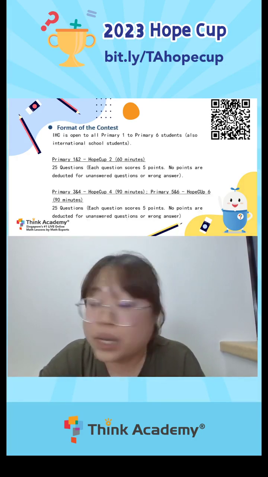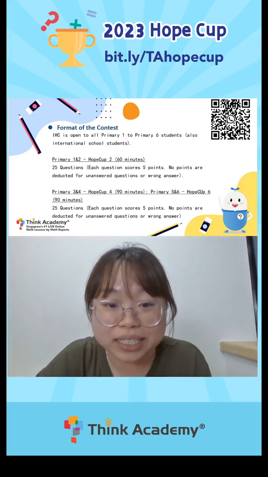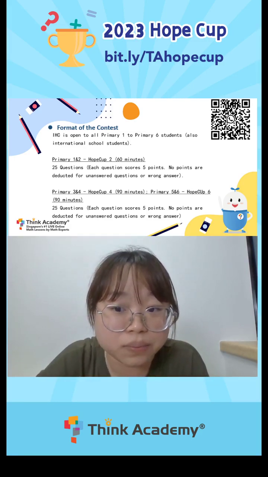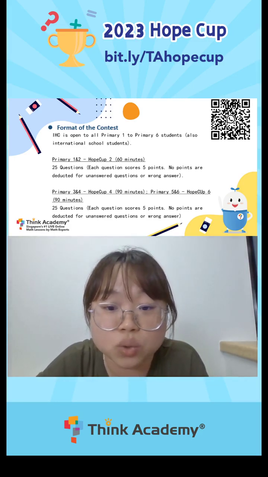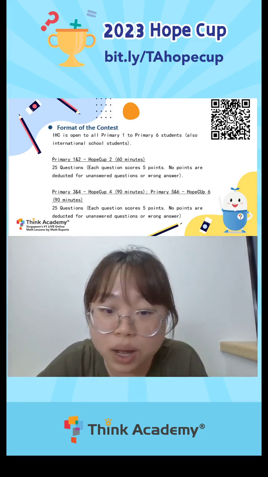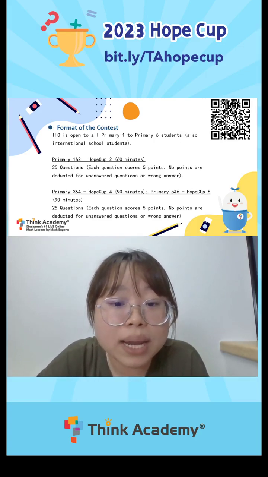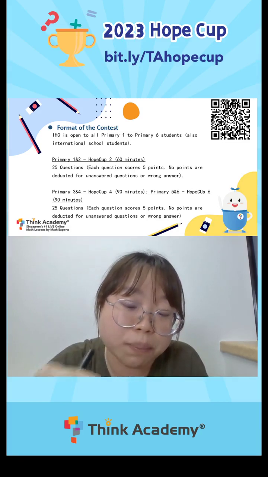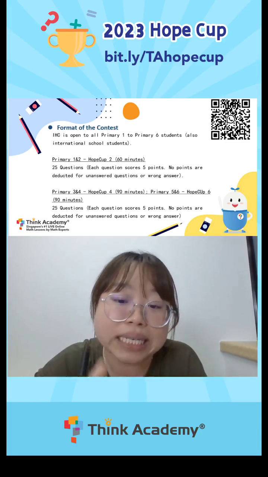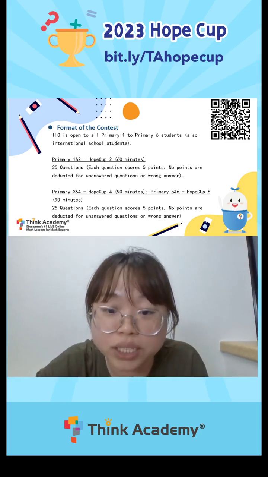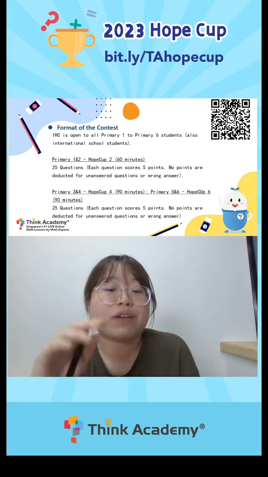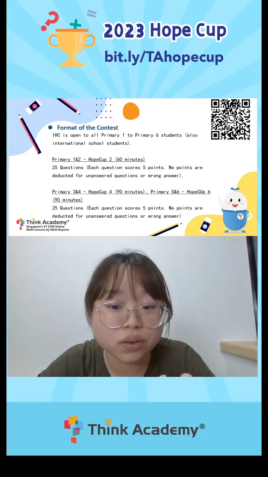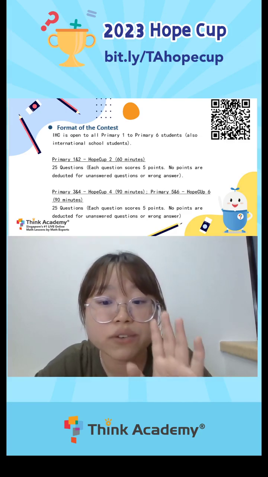Alright. Okay, let's see the format of this contest. IHC is open to all P1 to P6 kids. Okay, also international school students. There's no limit. You are welcome to join. P1 and P2, the paper you take is Hope Cup 2. It's around 60 minutes. There are 25 questions. Among these 25 questions, you have some MCQ, you have non-routine questions. Okay, and each question scores 5 points.